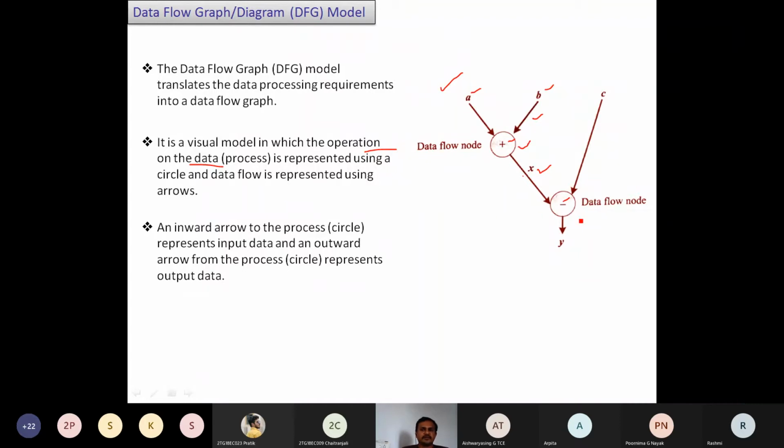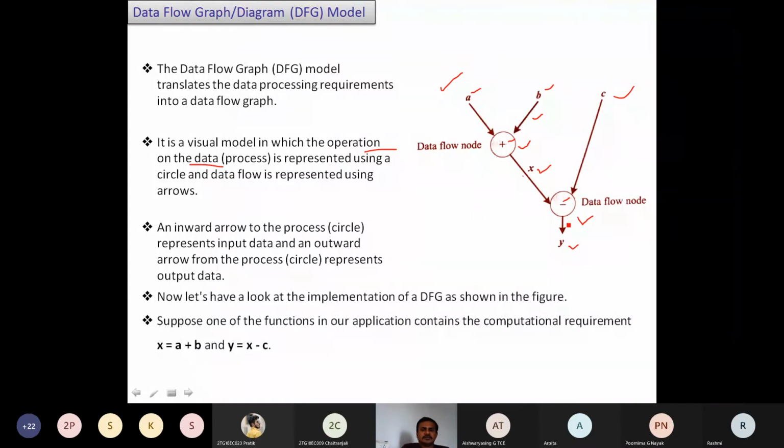Okay, so if you go for the second process, that is the second circle, here we observe there are two arrow marks which are inward to this circle, that is X and C. If you observe this Y, it is coming out from that circle. That is nothing but the output data from this process.